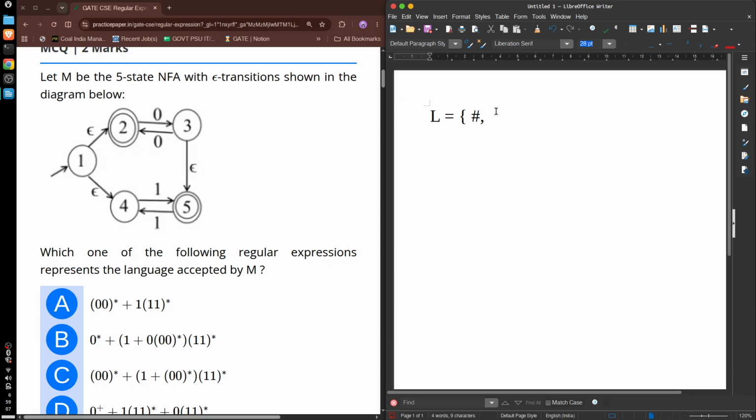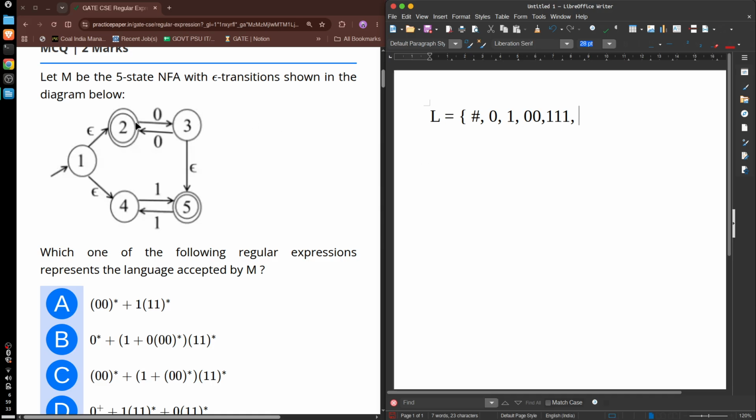Then 0 is accepted, 1 is accepted, right? Double 0 is accepted. Double 1, is it accepted or not? Let's check: 1, 2, 3. So double 1 is not accepted, but triple 1 is accepted.